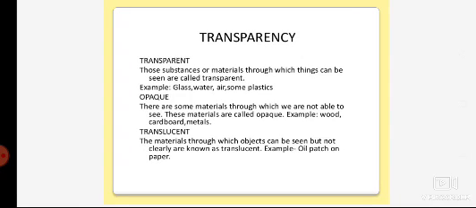Here are some of the examples and the definitions. I'm reading it once again for you all. Transparent are those materials through which the things can be seen: glass, water, air and some plastics. Some plastic, that means again that white transparent polythene. Polythene is again a plastic. Opaque materials are some materials through which we cannot see. These materials are called opaque. Example, your wood, your cardboard, your metal and of course some plastics.